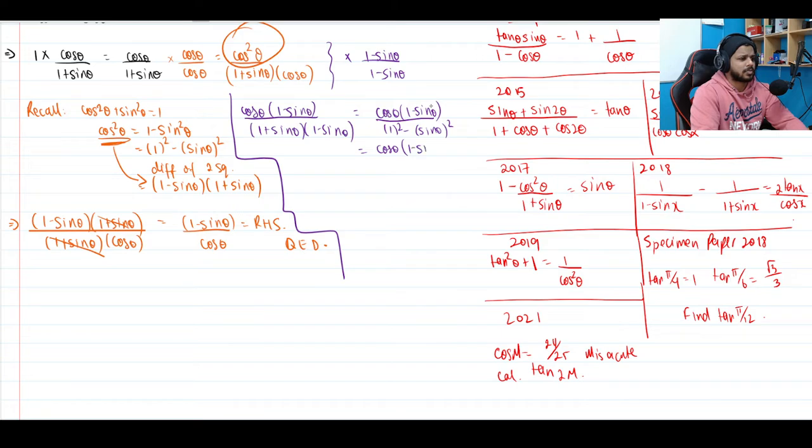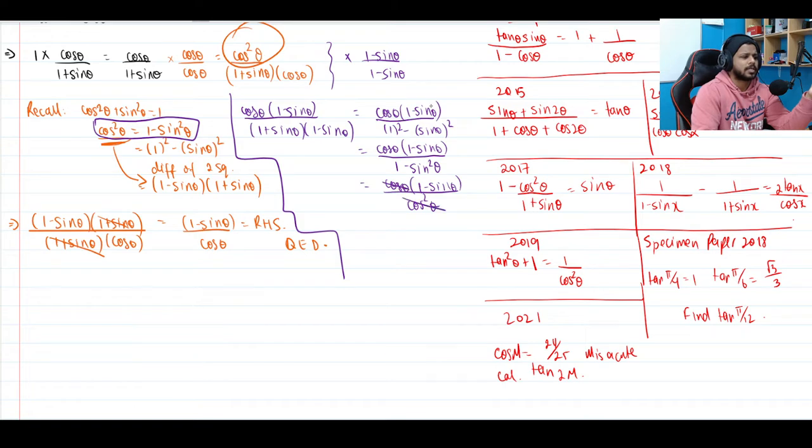Cosine theta into 1 minus sine theta over 1 minus sine squared theta. You'll have to recall the same things you recalled in the orange over here. But 1 minus sine squared theta is cosine squared theta from this line. But you'll have to recall it. So this becomes cosine theta into 1 minus sine theta over cosine squared theta. Cosine cancels with one of the cosines. I get 1 minus sine theta over cosine theta. QED.